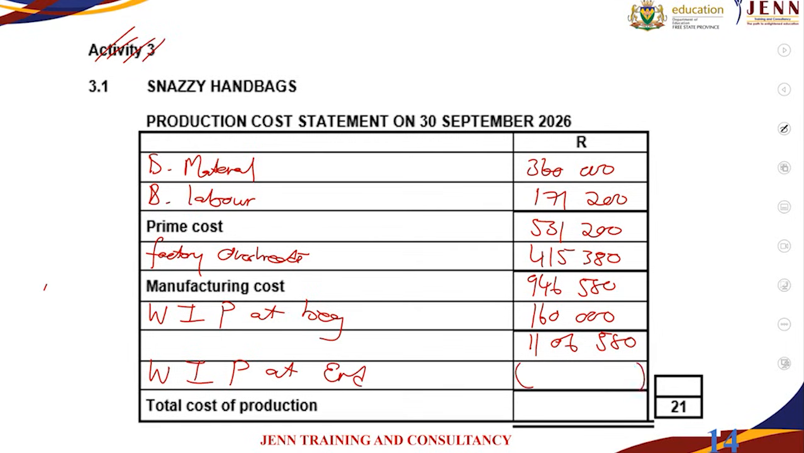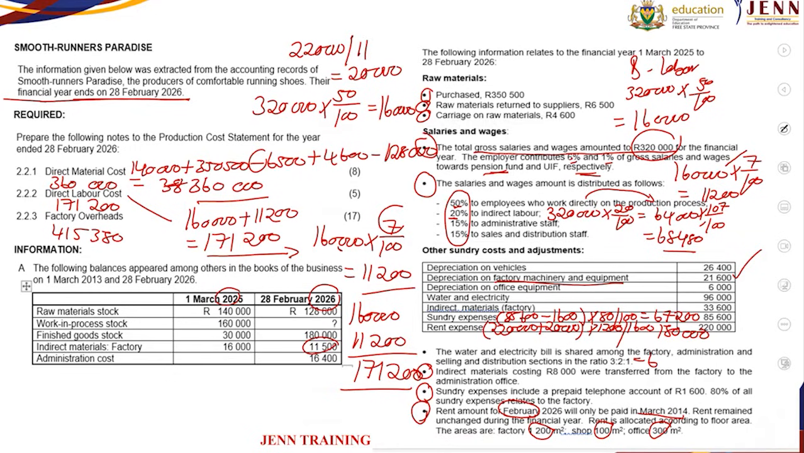And then here we are going to put our work in progress at end, which I said to you must be in brackets. But when we go to the previous slide, we do not have it. However, it is not a problem if you don't have it. If this is the case, let me tell you something. They will definitely give you information that says maybe you produced 20,000 units, perhaps at a cost of, let's say, 10,000 rand for interest sake.